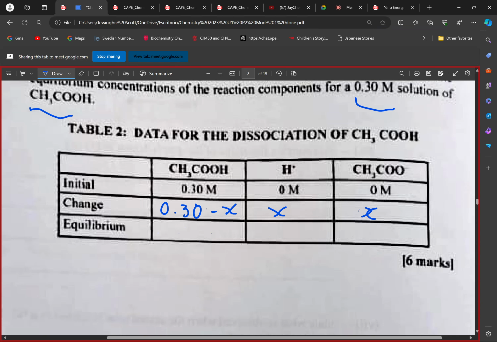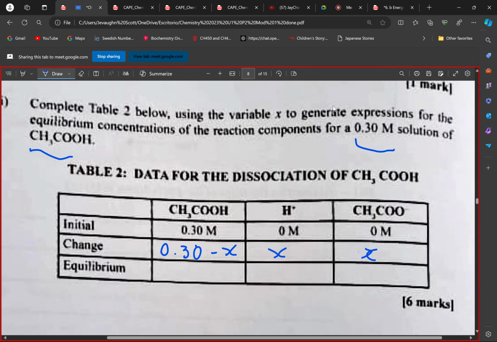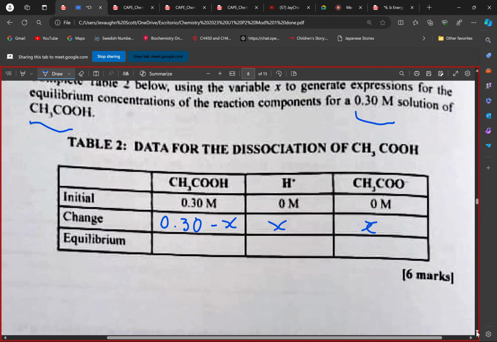Alright, ice tables are proven to be an issue. Alright, so using variable x to generate expressions for the equilibrium constants here. All we're doing, we're not given a specific K value. So how are we going to do this?